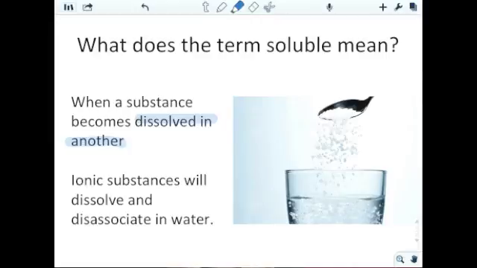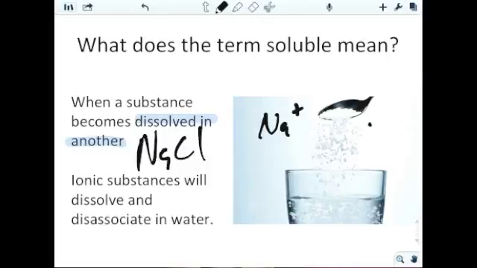So when we have sodium chloride and we put it in water, just salt, it dissolves. So we say that it dissociates. Basically what you have is little sodium ions and chloride ions floating around in that water. They dissociate, they break up, and that is why they dissolve. And that's what we mean when we say that they are soluble. If they stay together, then we say that they're insoluble.